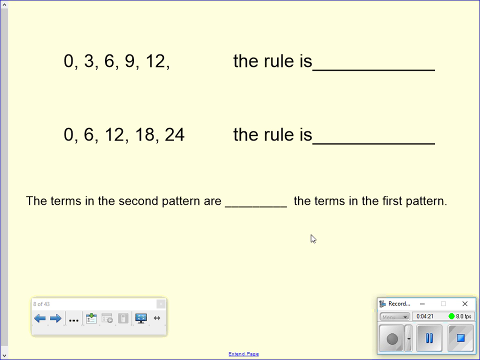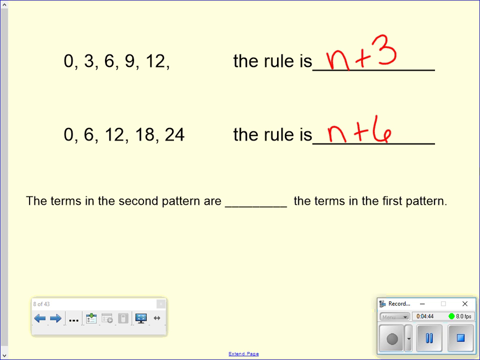All right, the next thing we're going to do is relate two patterns. So as you can see, I have two patterns here. I want you to pause the video and find the rule to each of these patterns. Alright, so the rule to the first pattern is n plus 3, and the rule to the second pattern is n plus 6. Now, the trickier part.